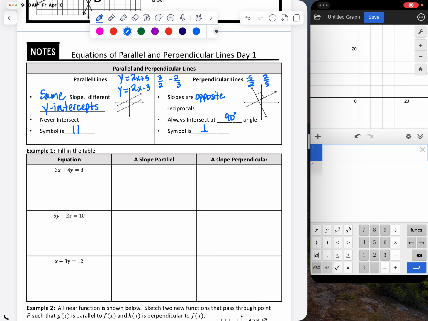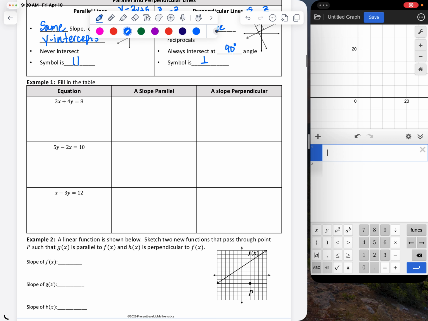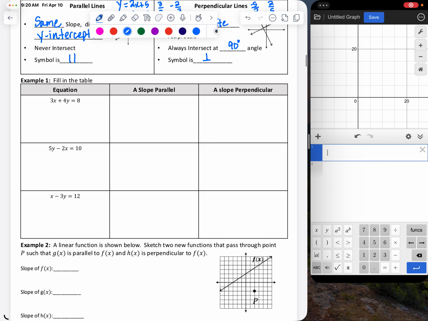All right. Now, let's practice finding parallel and perpendicular slopes. So if you're given an equation and you're asked to find what would the slope of a line parallel to the original line be or perpendicular, you must first find the slope of your original equation. So to do that, we'll rewrite these equations in slope-intercept form because we're trying to find the coefficient of x. So we have to get the y by itself.